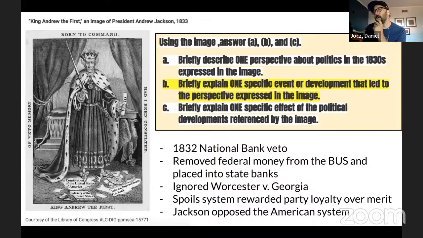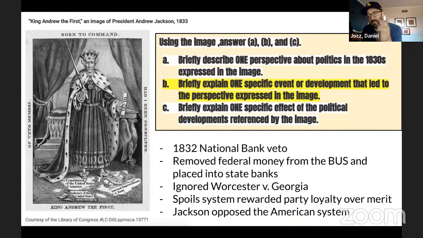Okay. His removal of federal money from the Bank of the US and placing it into state banks would be another example you could use to illustrate the view that you see of Andrew Jackson in this political cartoon. Remember, a lot of the money taken out was given to what became known as pet banks, because they were known for being loyal to the Democratic Party. He's giving federal money to state banks that are loyal to his political party. That looks like something a king or a corrupt tyrant would do. So that's another event that you could use.